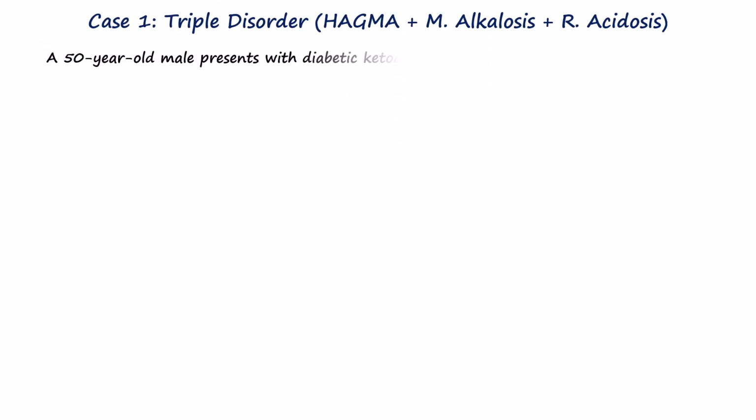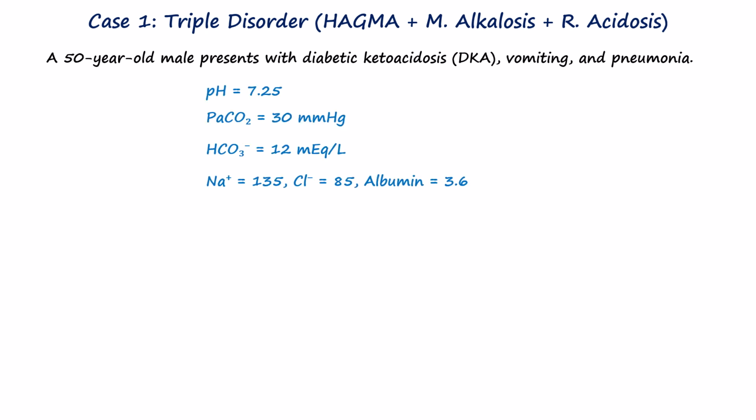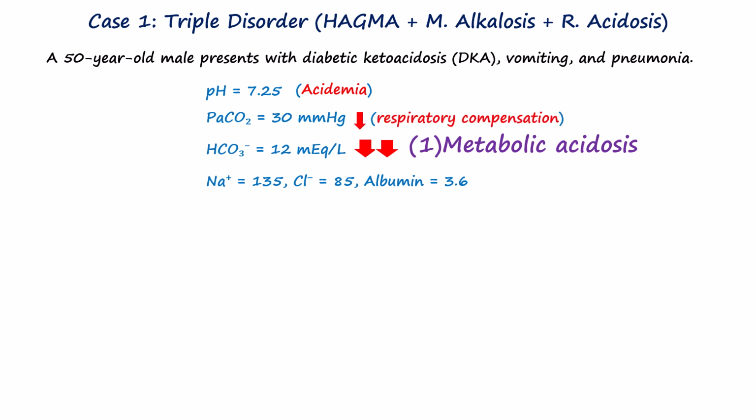Alright, for our first case, we have a 50-year-old male presenting with the symptoms of diabetic ketoacidosis, vomiting, and pneumonia. The ABG report is given here. Looking at the low pH, it's a case of acidosis. A bicarb of 12 mEq per liter suggests a primary metabolic acidosis, and a PaCO2 of 30 mmHg indicates respiratory compensation by hyperventilation.